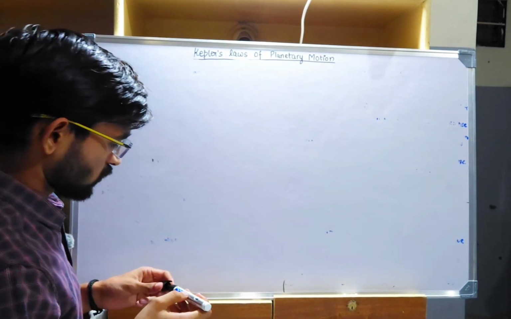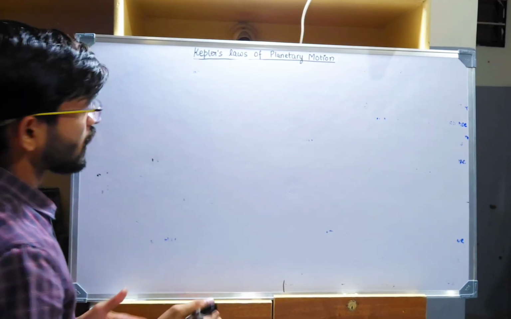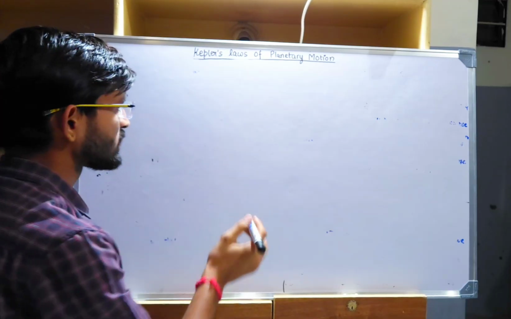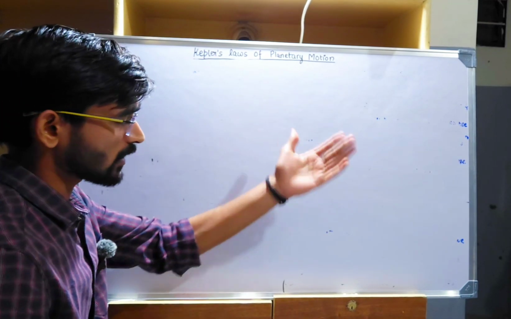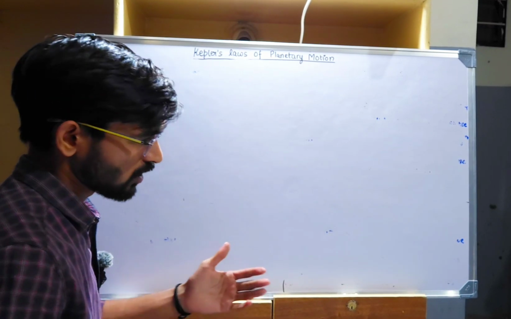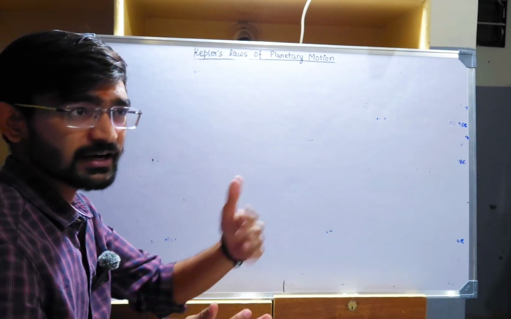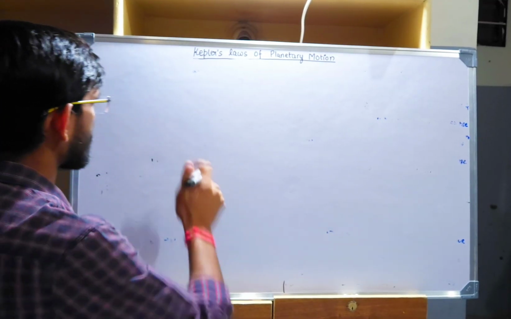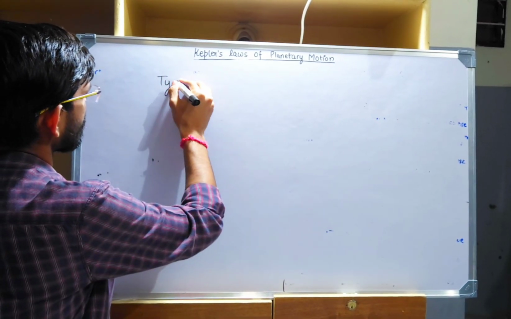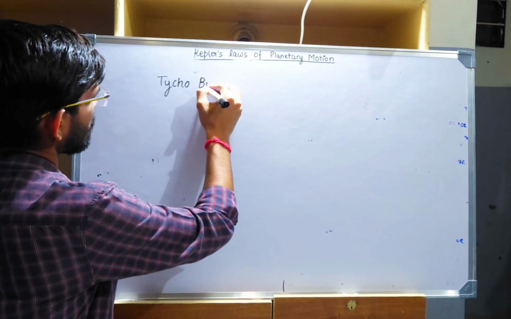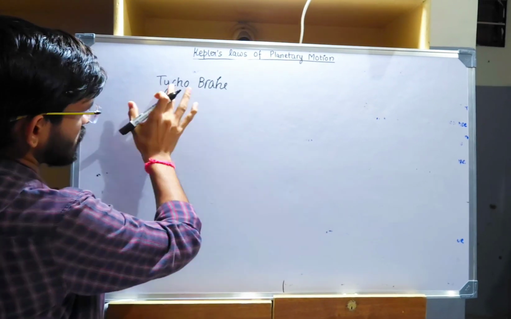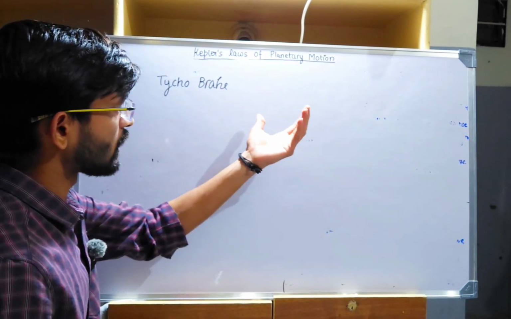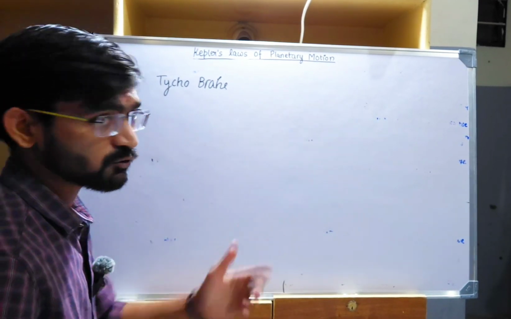Now coming to Kepler's laws. In ancient times, people used to believe that planets revolve around the sun in a circular path. The ancient Greeks, and at that time all the people, used to believe this. But Tycho Brahe, a scientist, wanted to confirm that planets revolve around the sun in a circular path.